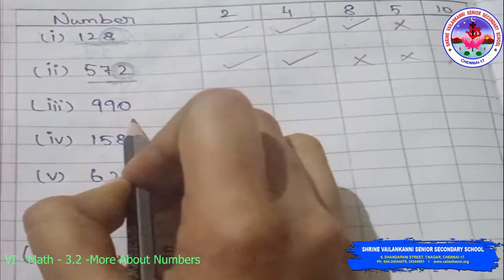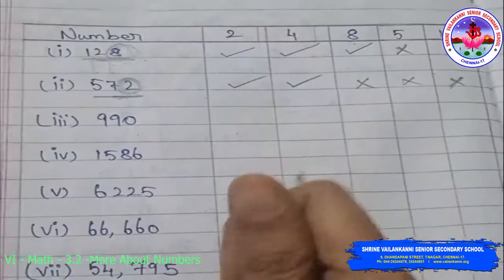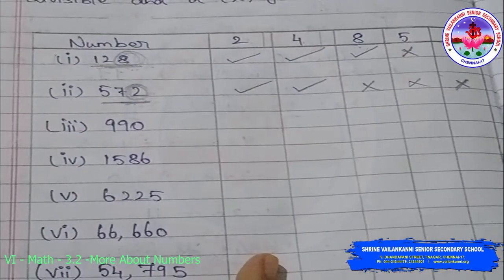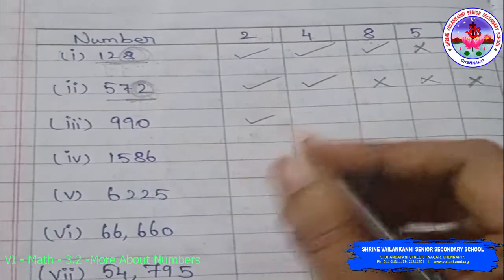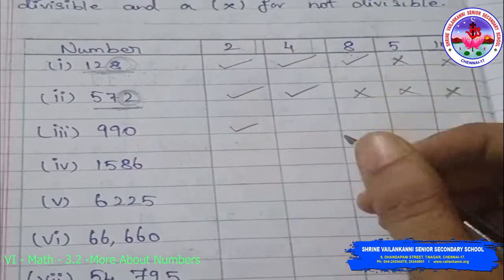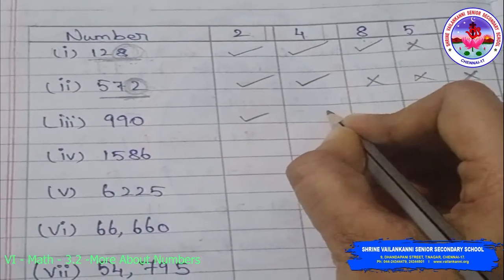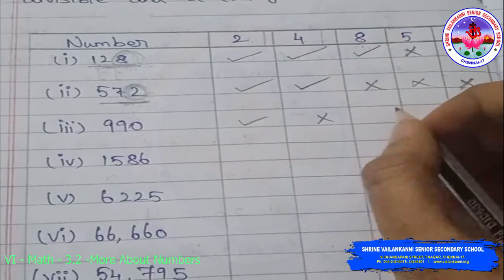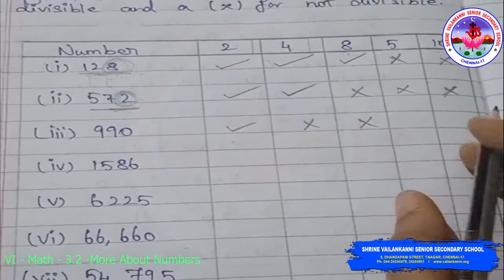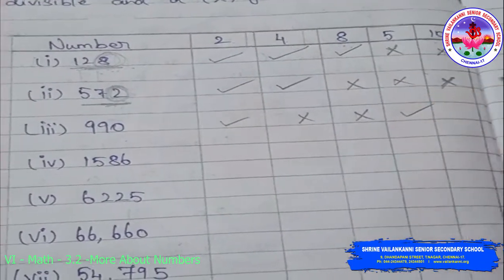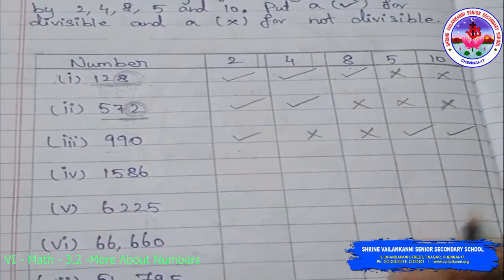Third question. 990. Divisible by 2, the rule is once it ends with 0 or an even number, so it is divisible by 2. Divisible by 4, the rule is ends with 2 zeros. Here only 1 zero, so it is not divisible by 4. For 8, 3 zeros. Here only 1 zero, so it is not divisible by 8. Next 5, it is divisible. 10, it is also divisible. This number is divisible by 10.